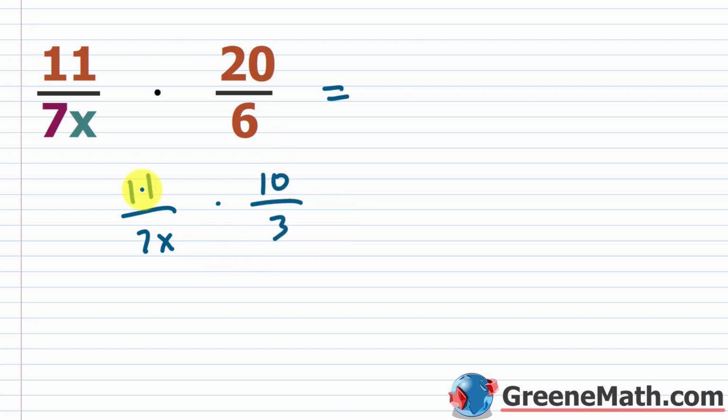Now I'm going to look across. So 11 and 3, and then 7 and 10, nothing I can do. So now I'm just going to multiply across. 11 times 10 is going to be 11, put a 0 at the end, so 110. This is over 7x times 3. 7 times 3 is 21, and then x would come along for the ride. So we're going to end up with 110 over 21x.